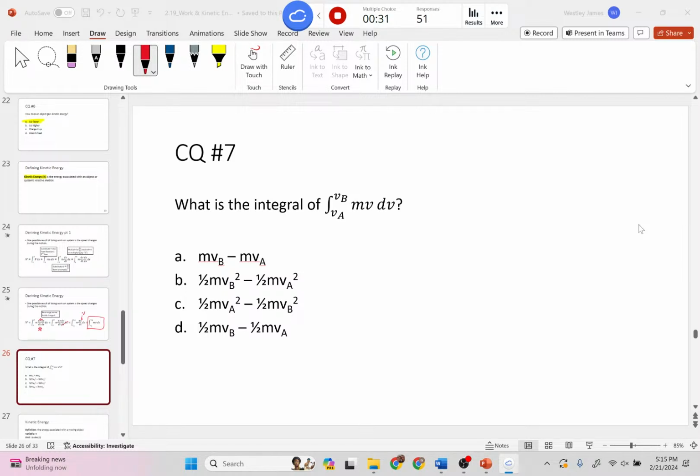I'll give y'all a minute 30 for this one. I want you to do the integral. It's good practice.